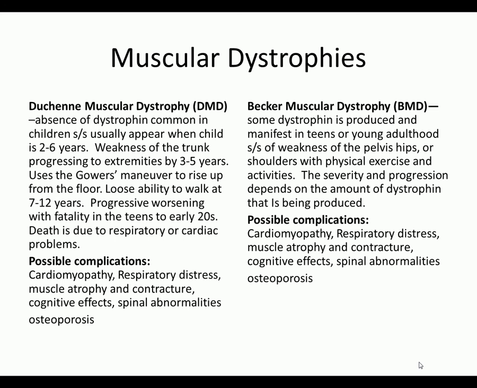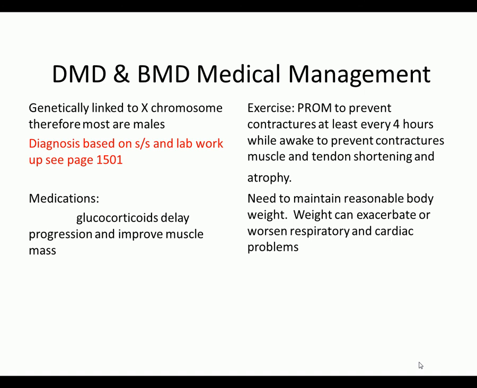Okay, now let's see. Medical management: their genetic link is to the X chromosome, therefore it's mostly in males. Like I said before, your diagnosis is based on signs and symptoms and lab work, which you can find on page 1501. They'll show an elevated CK. They'll be hypokalemic. They will show a presence of myoglobin with rhabdomyolysis. They'll have an absence of dystrophin with the muscle biopsy, and an EMG will show a decreased electrical conduction due to that muscle damage.